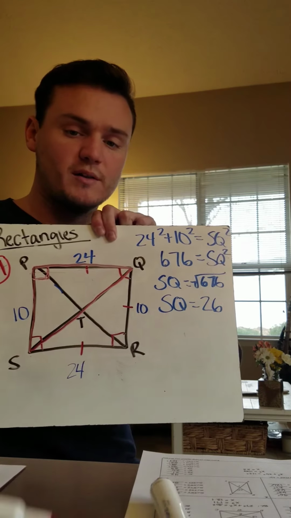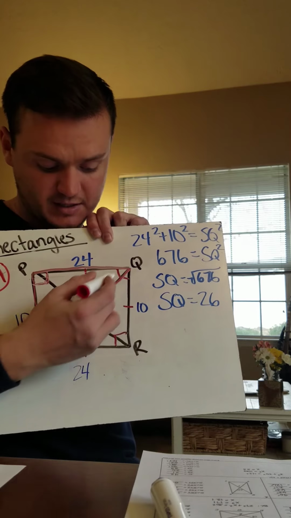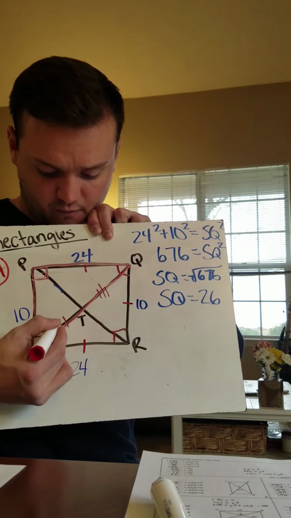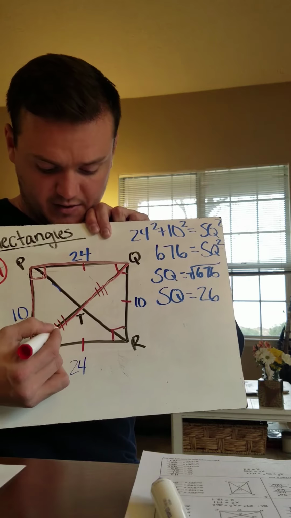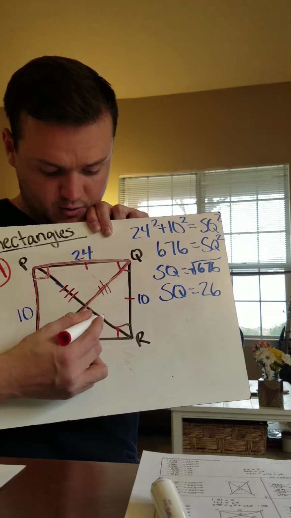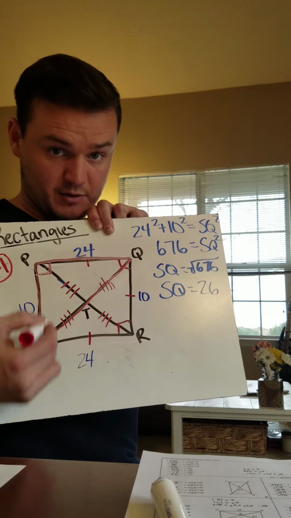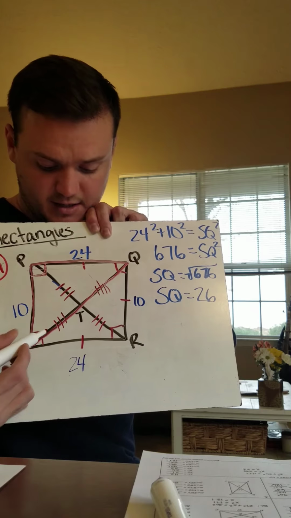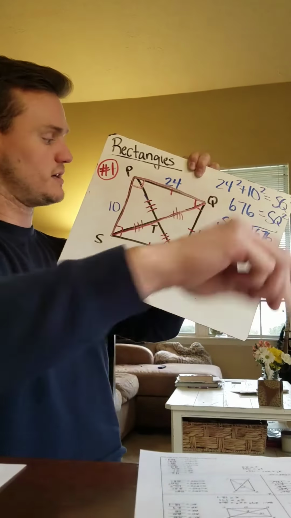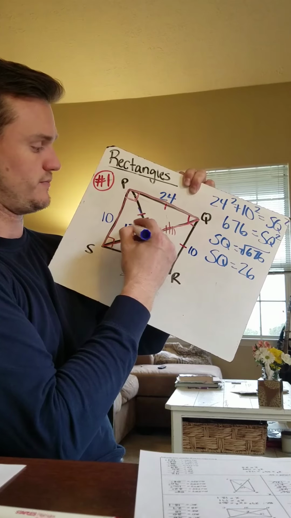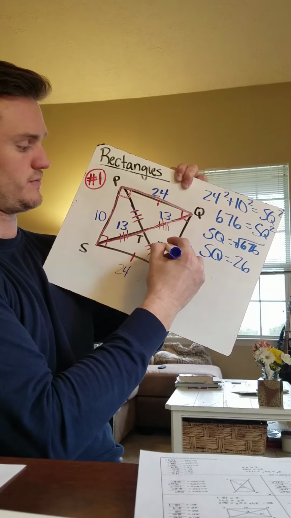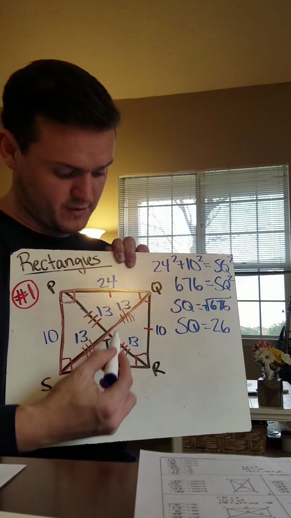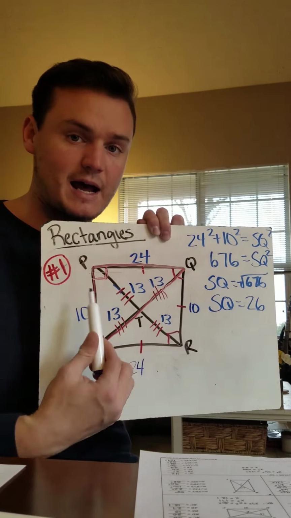Also keep in mind that one of the important features of a rectangle is that the diagonals are congruent and they bisect each other. So all 4 of these sides, these two are the same and these two are the same, and they're all the same to each other. So we just figured out that S to Q is 26. So that means that each of these are going to be 13. And you should notice here that we have the length of every single piece of line in this diagram.